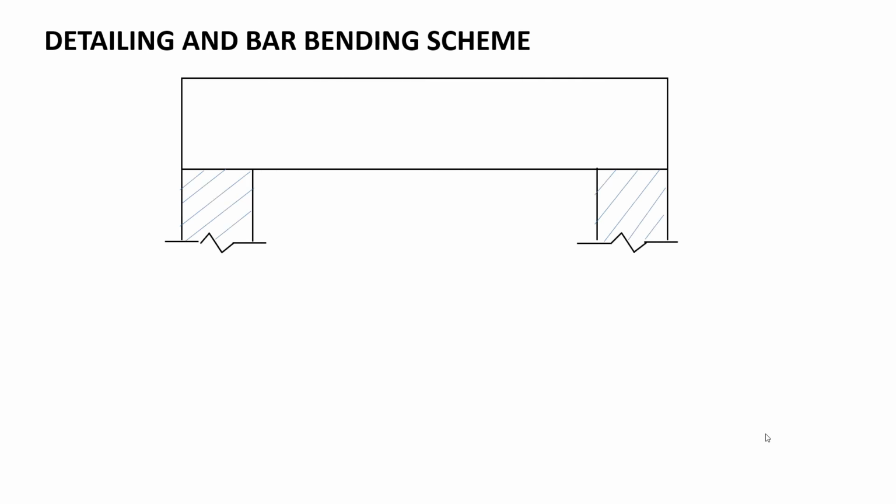Now coming to the detailing part, in order to resist the positive bending moment in the slab, we will provide reinforcement in the tension zone at the center. This reinforcement, which is called the main steel, is to be extended into the support to take care of the development length and to provide proper anchorage to the supports. So we will extend this main steel into the supports.